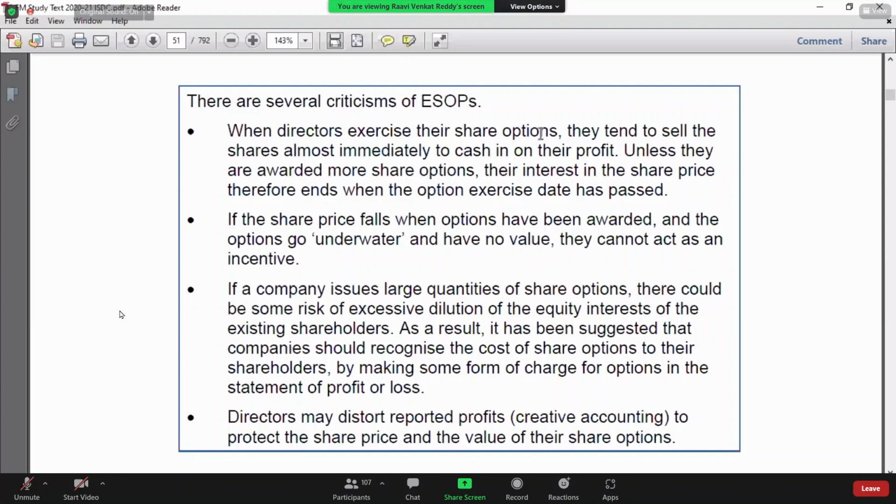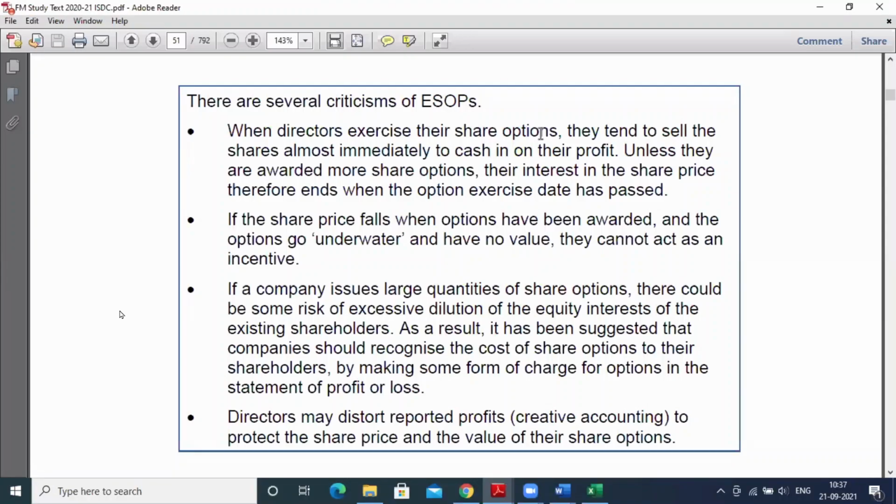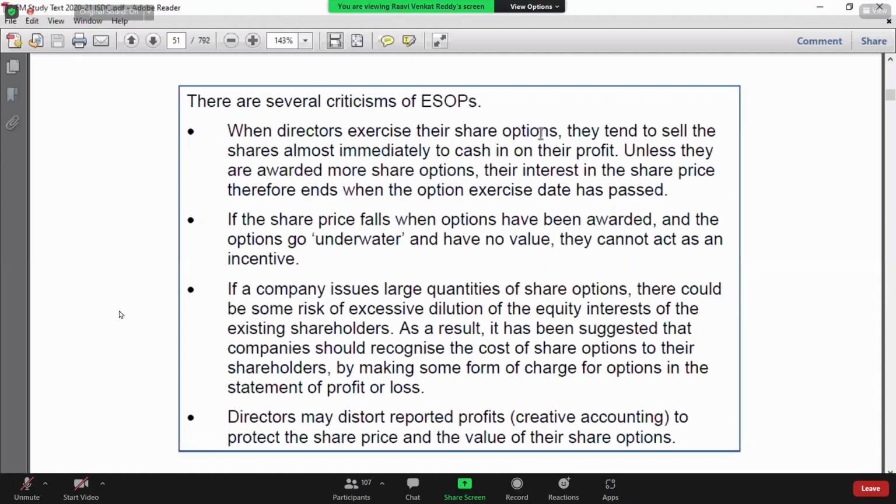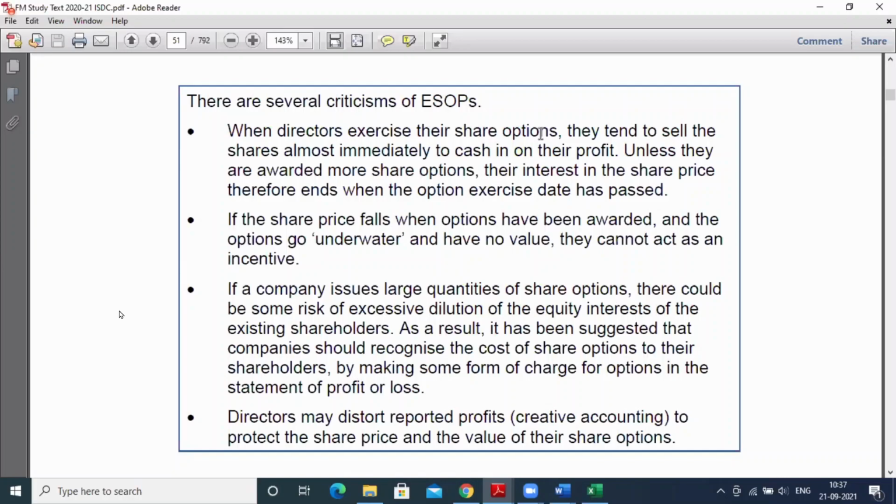Because of this dilution, the existing shareholders, whoever the actual investors are, might show disinterest in the company. And in the stock market also, if they go for disposal of the shares, it will definitely affect the share price. We can observe a drastic decrease in the share price.